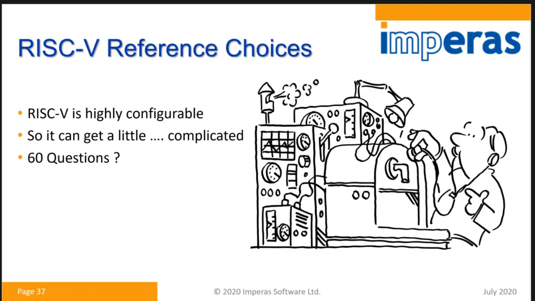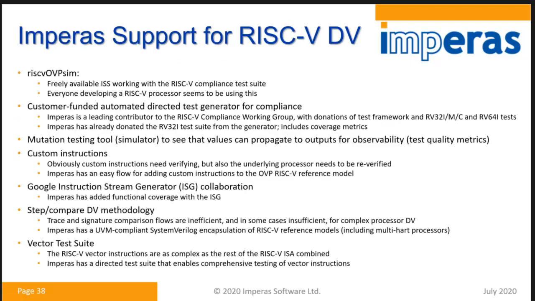So if we look at RISC-V, one of the challenges in RISC-V is it's extremely highly configurable. So it does get pretty complicated, and actually it's many more than 60 questions you have to ask if you're designing a RISC-V processor. And so we have quite a lot of support for RISC-V here. We have a simulator that we make freely available on GitHub. I'll talk a little bit about that.